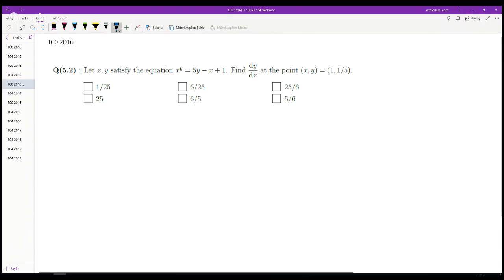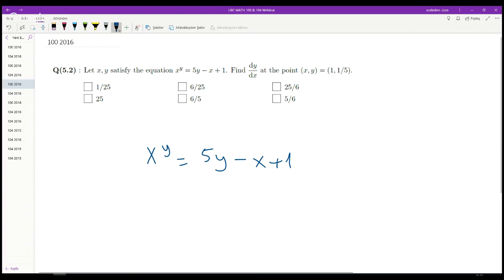x and y satisfy the equation x to the power y equals 5y minus x plus 1, and find the derivative of y with respect to x at the point 1 over 5. I'm asking you, what should I do? Okay, I write the equation, 5y minus x plus 1. What should I do? Tell me. I need to find the derivative dy over dx. But how?